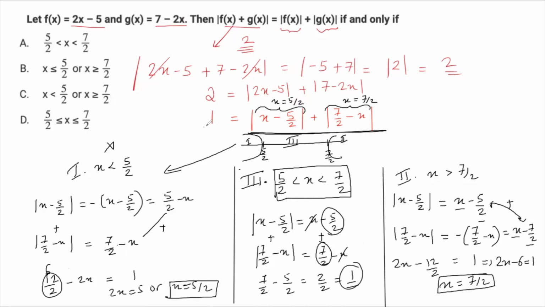And that's exactly what you want, right? So we have to include all values of x between 5 by 2 and 7 by 2 in the answer. And from cases 1 and 2, we also have x equal to 5 by 2 and x equal to 7 by 2. So my final answer will be a combination of these three results. And I will say that x will be greater than or equal to 5 by 2 and less than or equal to 7 by 2. And this is clearly my D option.